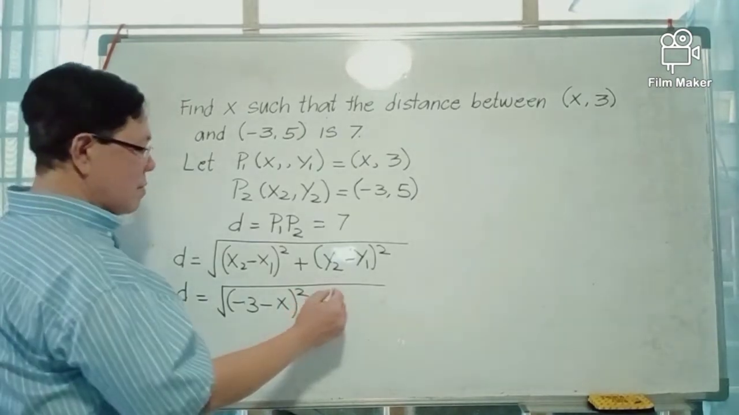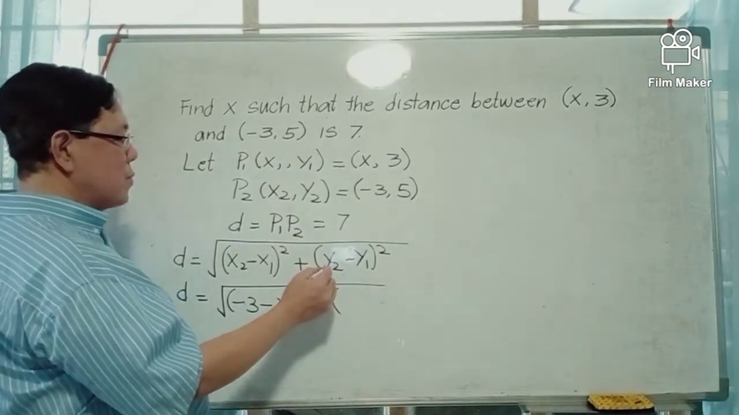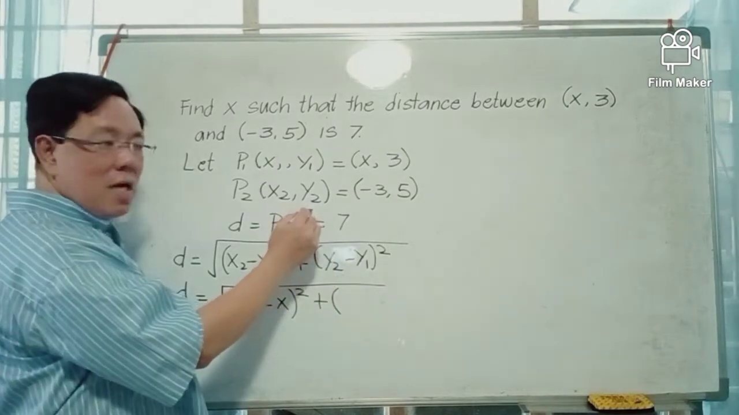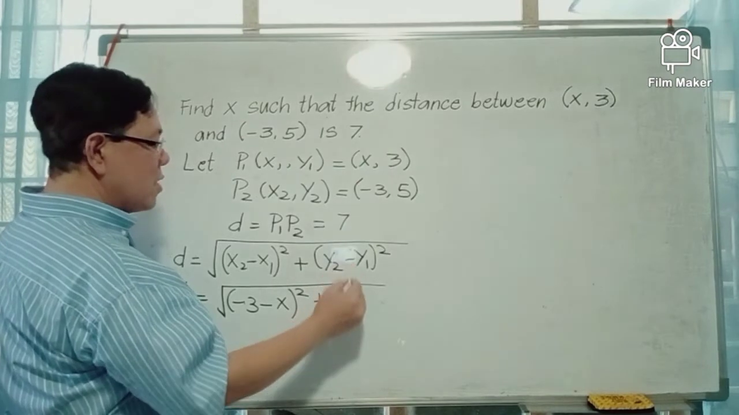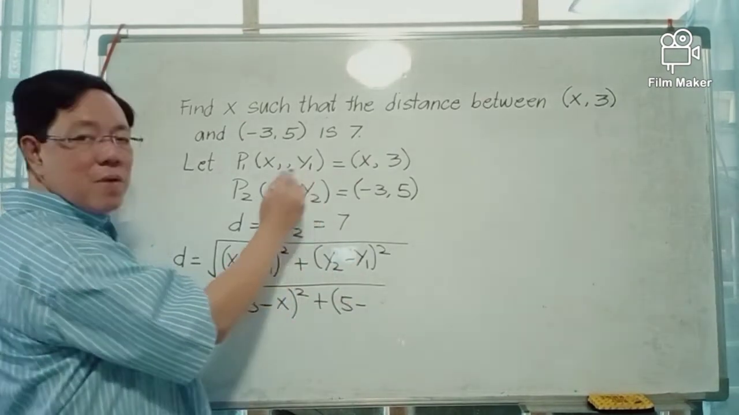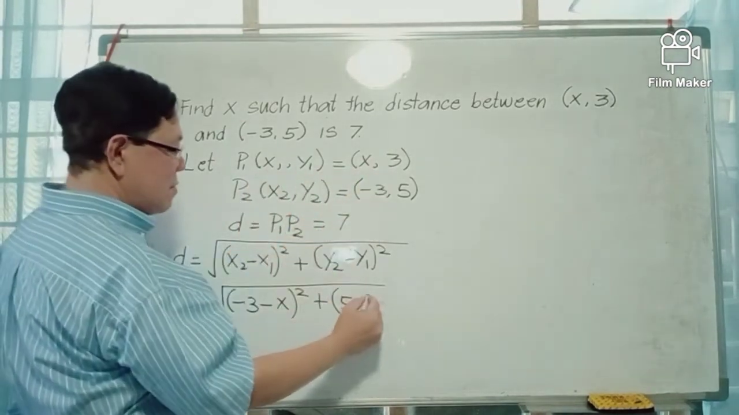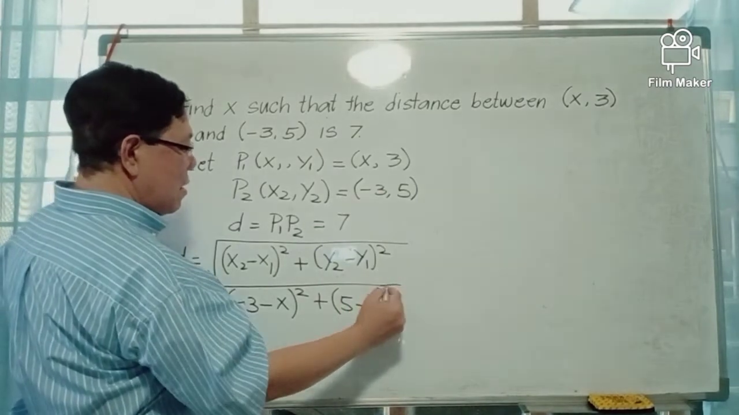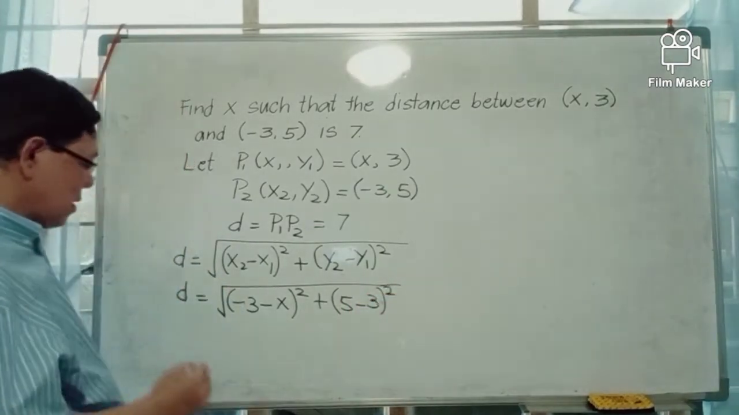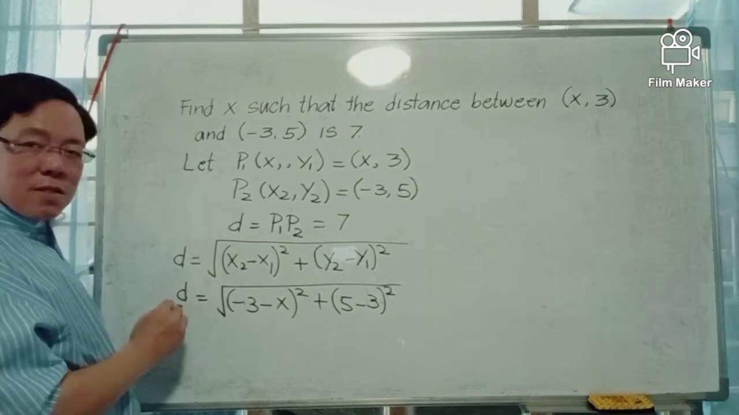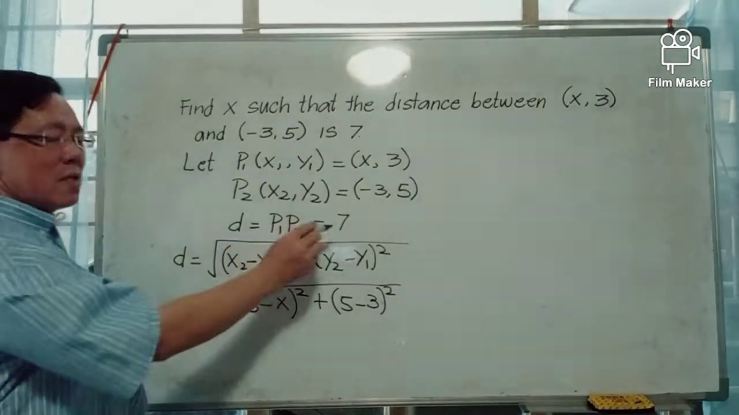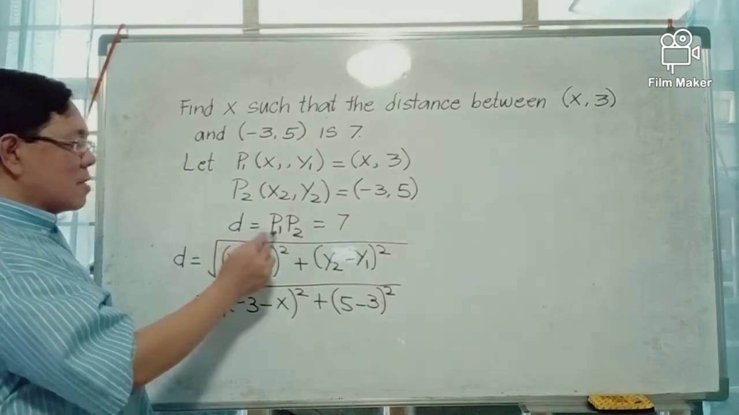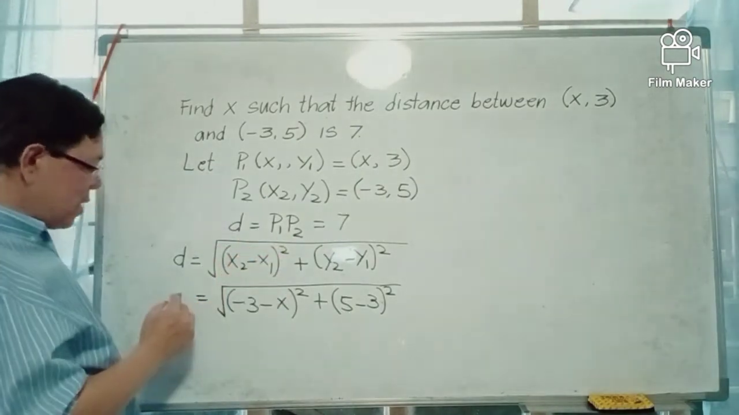plus y2. The ordinate of the second point is 5 minus y1. The ordinate of the first point is 3. And we square it. Our distance D is given. We can now replace D with 7, the distance between the points P1 and P2.